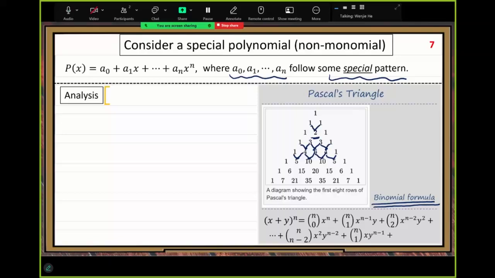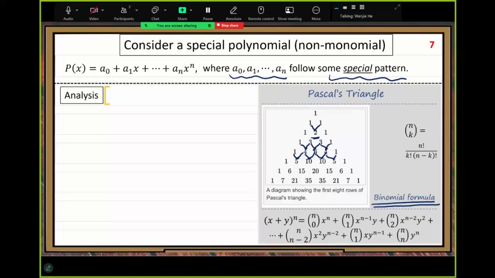The binomial formula gives you this formula. The combinatorial numbers are the binomial coefficients. N choose K is N factorial over K factorial times N minus K factorial. That is the formula for N choose K. And the Pascal triangle corresponds to the binomial formula.